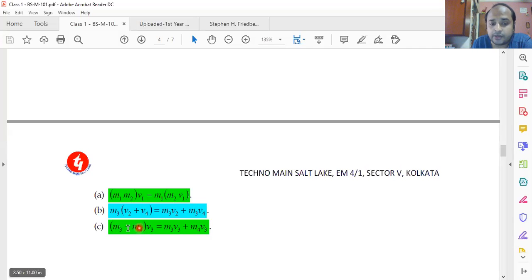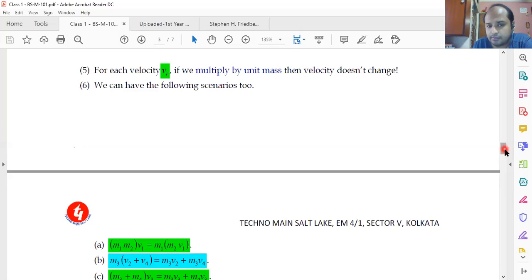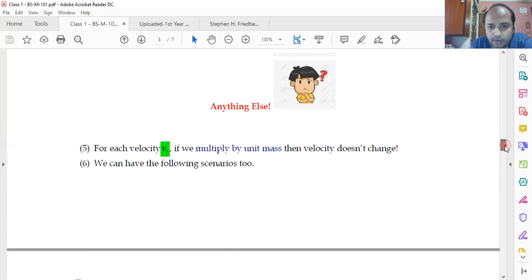Also, I can take two masses, m3 plus m4, add the two masses together, and multiply the quantity by the velocity v3. In that case, I can write it as m3 v3 plus m4 v3, which is also a kind of vector. So how many operations have I performed? After further getting into the details, I have seen that there are no other operations. All other operations can be converted into these. You can also think on this particular point.